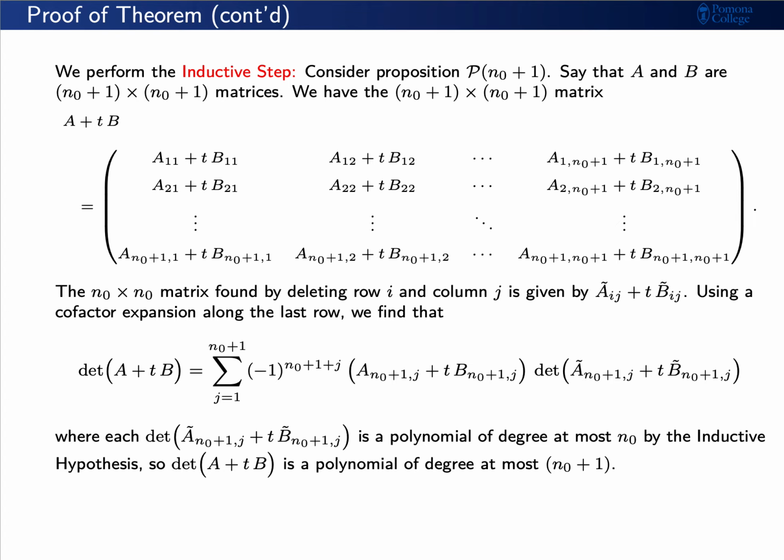However, by the inductive hypothesis, the determinant of this n0 by n0 matrix involving the tildes is a polynomial of degree at most n0. But if we have a polynomial of degree n0 times a linear polynomial, then we see that we have a polynomial of degree at most n0 plus 1. Hence, proposition P of n must be true.